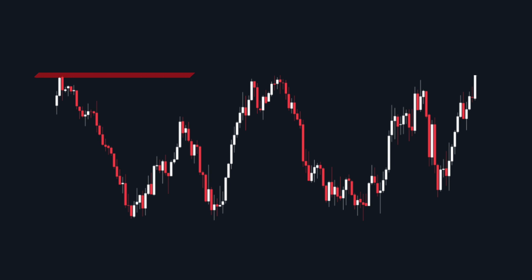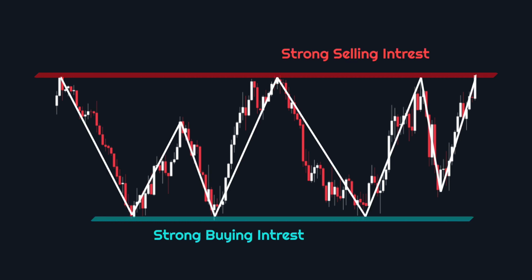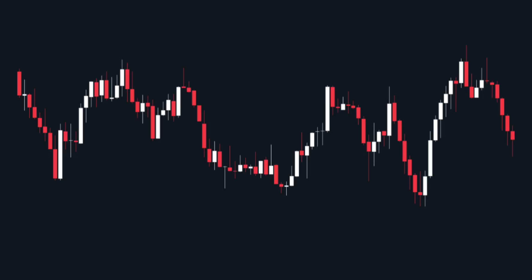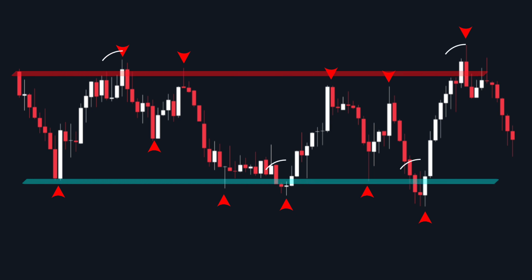And when both sides are equally matched, we get sideways or ranging markets, where price keeps bouncing between support and resistance. There's also a fourth type of condition, the choppy market. In this phase, price whipsaws back and forth with no clear direction. Buyers and sellers constantly take control from each other, leading to messy moves, false breakouts, and unpredictable swings. This is usually the worst market condition to trade, so it's better to step aside until a clearer trend forms.